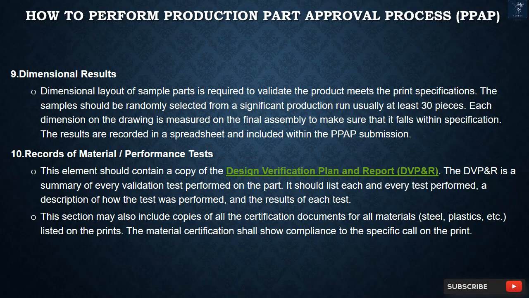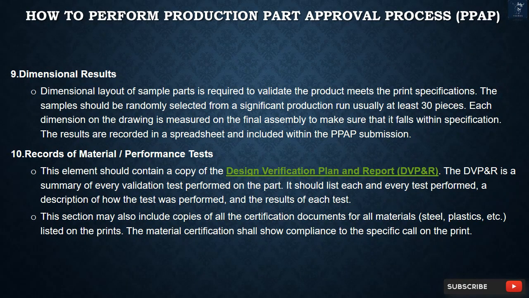9. Dimensional results. Dimensional layout of sample parts is required to validate the product meets the print specifications. The samples should be randomly selected from a significant production run, usually at least 30 pieces. Each dimension on the drawing is measured on the final assembly to make sure that it falls within specification. The results are recorded in a spreadsheet and included within the PPAP submission.